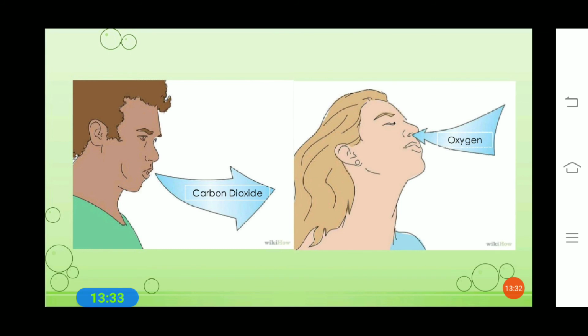In this picture they show that we release carbon dioxide and we take in oxygen during the process of inhalation and exhalation. While doing meditation you have heard these words, inhale and exhale. Inhale means what? Inhalation means taking oxygen-rich air in and removing carbon dioxide.